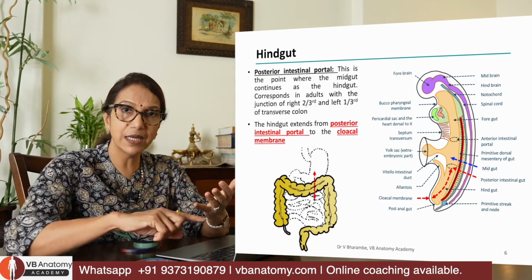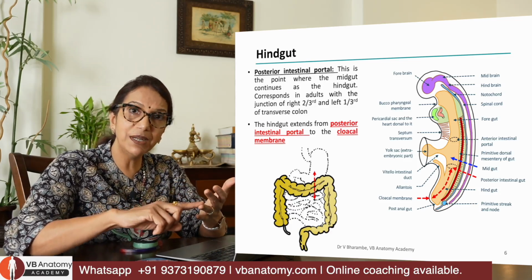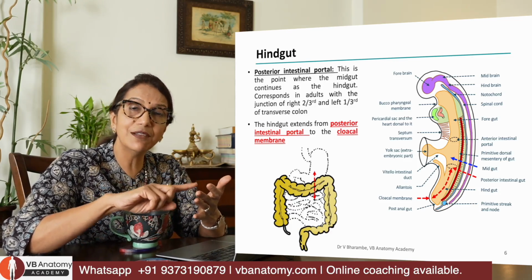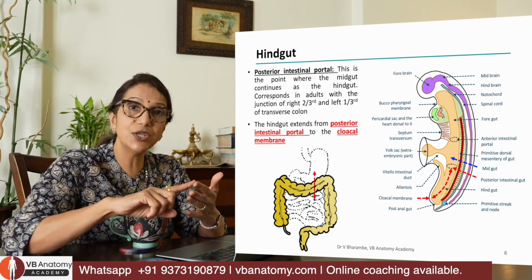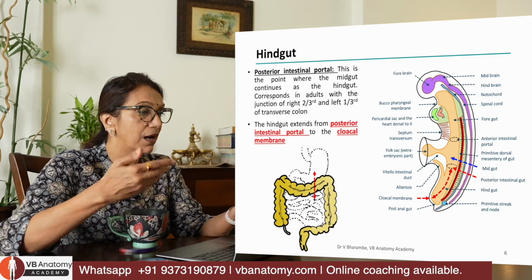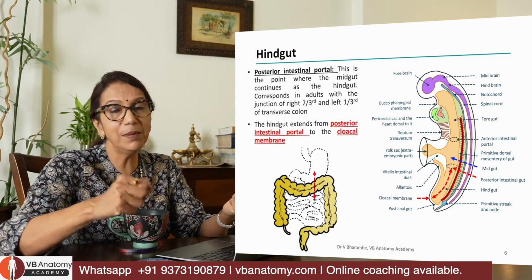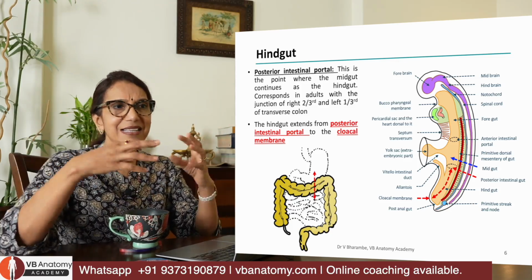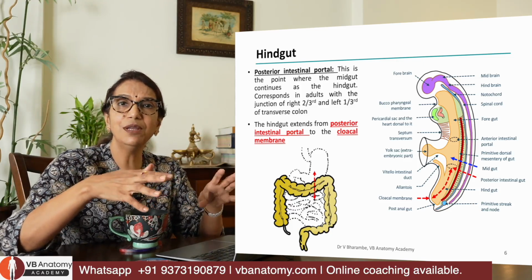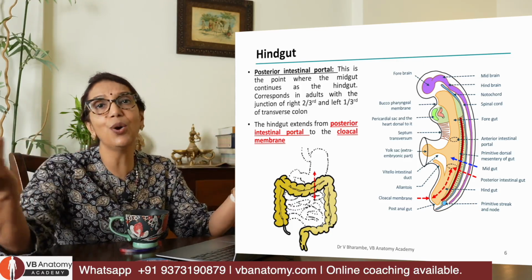So we have learned some terms. We have learned what is hindgut. We have learned primitive dorsal mesentery. We have learned inferior mesenteric artery, posterior intestinal portal. Then we have learned about cloacal membrane. Remember this. This is the basic, on the basis of which you can create a lot of things.